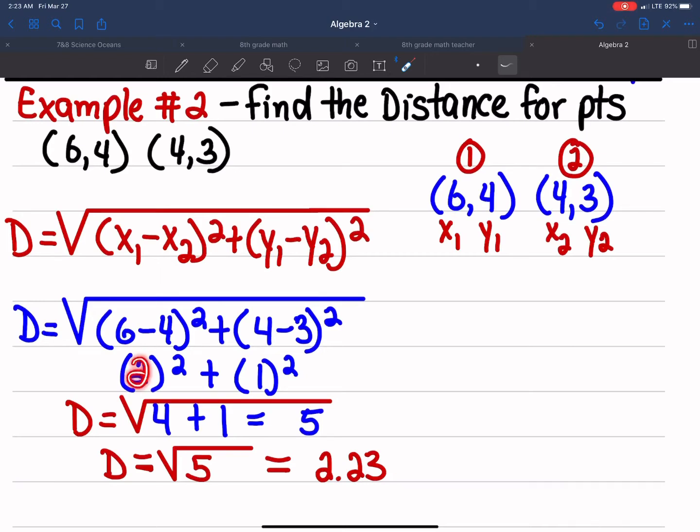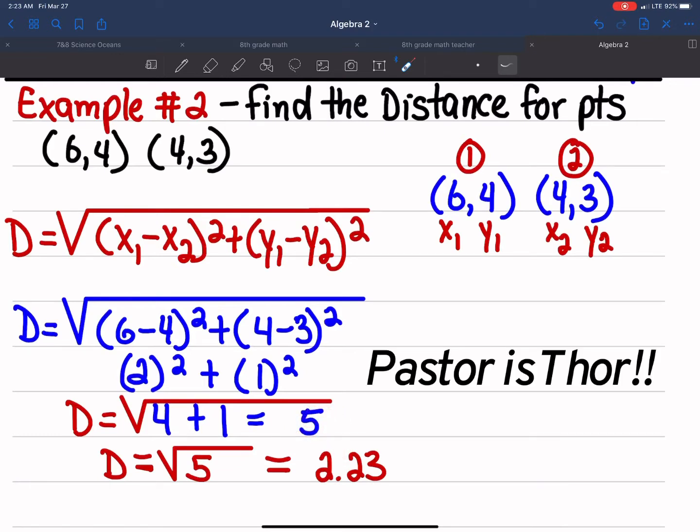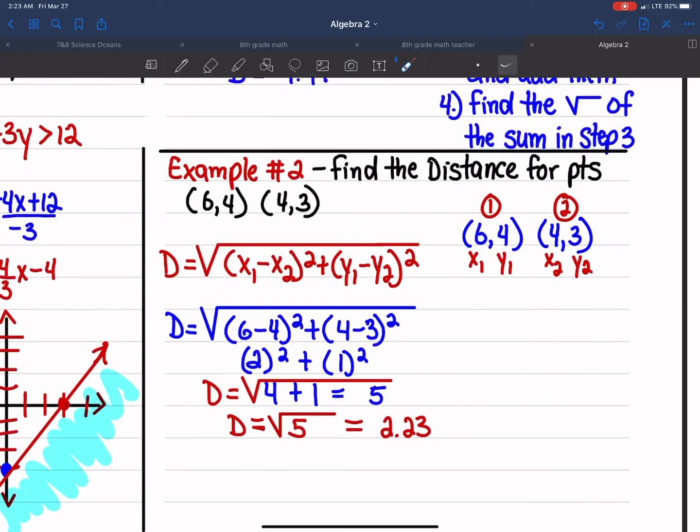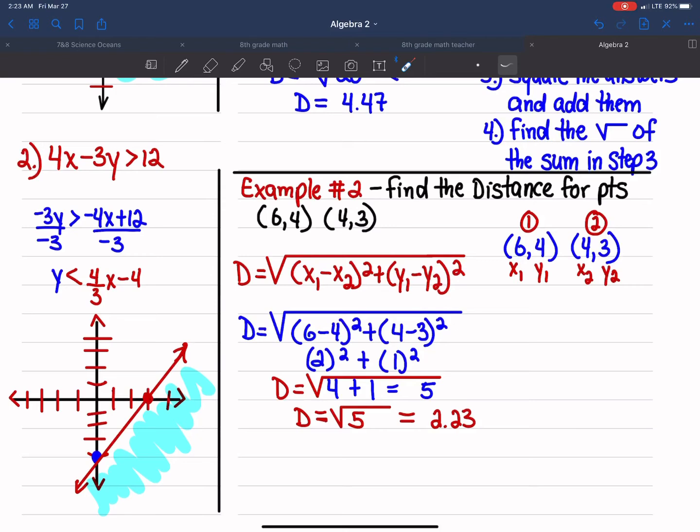So 2 squared is 4 and 1 squared is 1. So 4 plus 1 is 5. The square root of 5 is 2.23. So that is the distance between those 2 points right there. Okay, so this is not hard, people. Just a quick review. You should know how to do this, or at least remember how to do this. The only thing you're doing is placing the numbers inside of that formula.